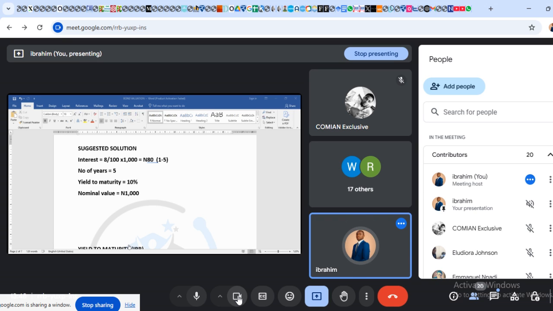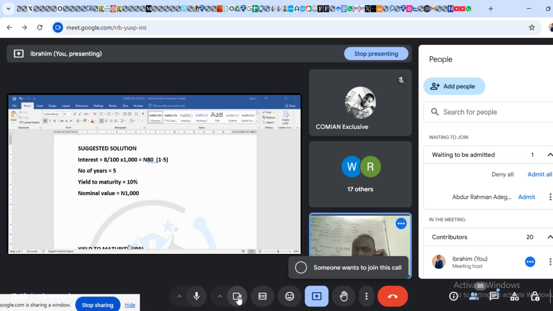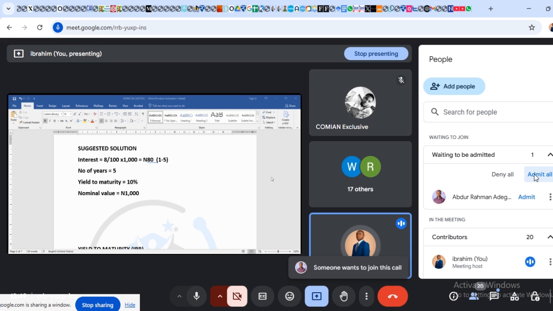When the question says determine the theoretical value, it means market value, right? Theoretical value means what? Market what? Market value, right? Please take note of that and just ask yourself, what are the ingredients you will use to solve that question? These are the ingredients that you will use.